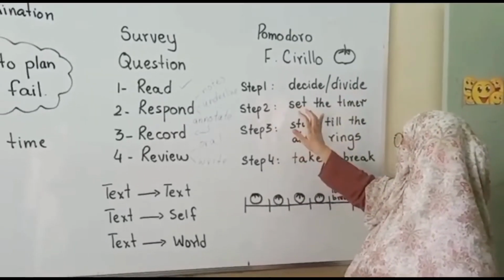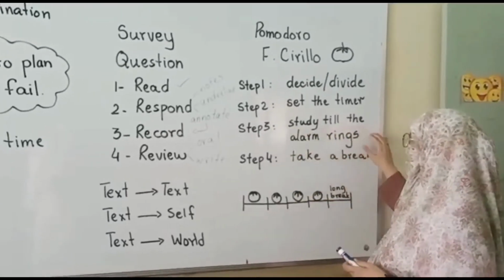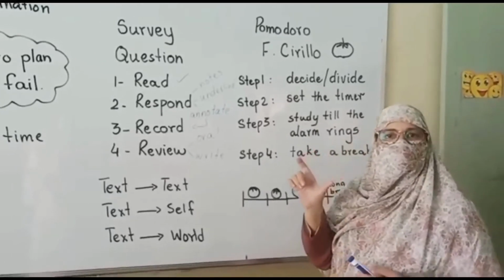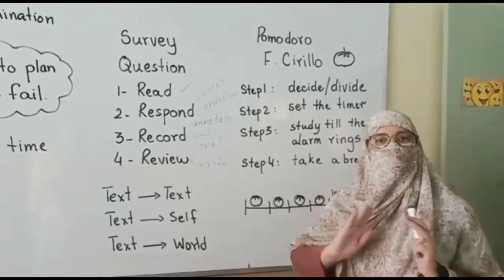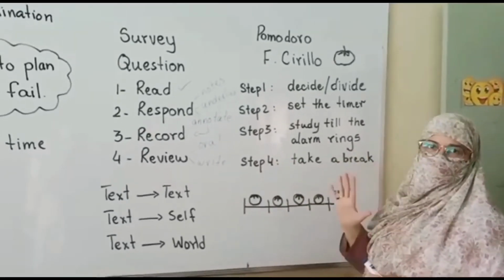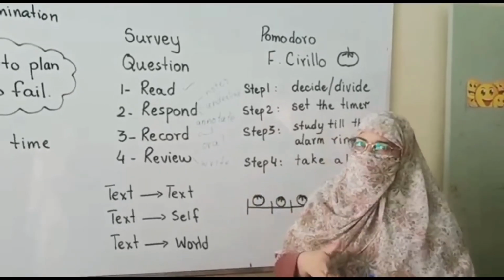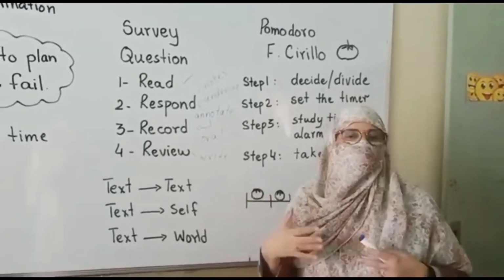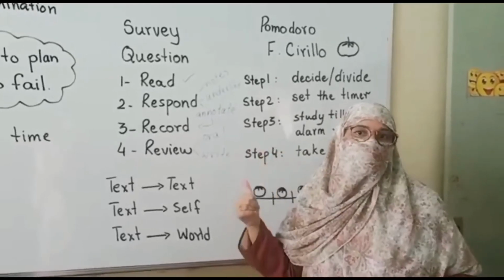Then the second step is that you set the timer for 25 minutes, and then you study till the alarm rings. So you spend 25 minutes which are focused on studying. So you are just doing that and you are doing nothing else. After that, you take a break of 5 minutes. 25 minutes study, 5 minutes break. And in that break, you can watch TV, you can eat something, you can walk around, you can exercise, you can do anything else but not study.